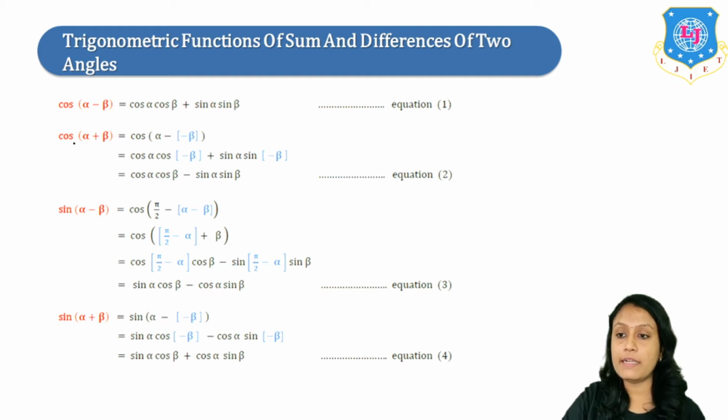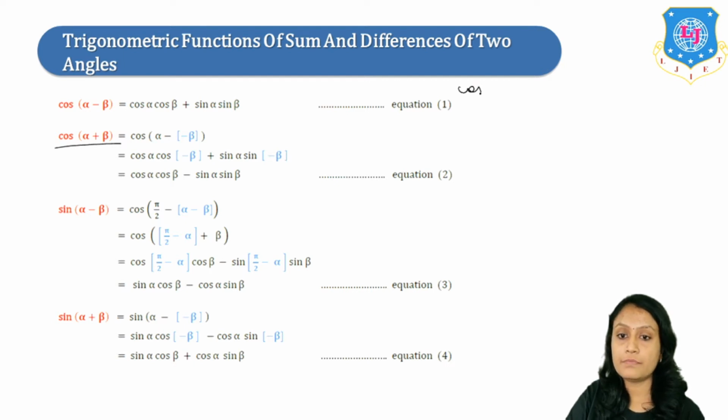Now we will write the formula of cos alpha plus beta using this formula. So we can write this alpha plus beta as alpha minus minus beta. Apply the above formula. So you will get cos alpha cos minus beta plus sin alpha sin minus beta.